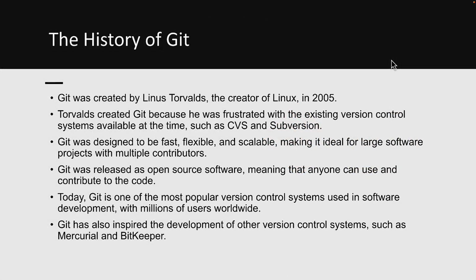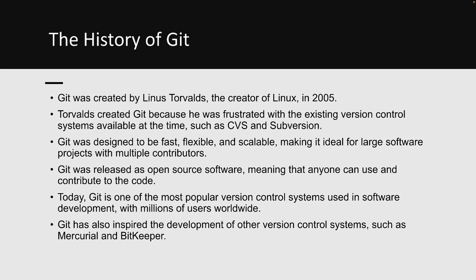Let's take a look at a brief history of Git. Git was created by Linus Torvalds, the creator of Linux, in 2005, and he created Git because he was frustrated with the existing version control systems at the time, such as CVS and Subversion. So he created his own source code control system and used it on the project. It was designed to be fast, flexible, and scalable, which made it ideal for large software projects with multiple contributors. Git was released as open source software, meaning that anyone can use and contribute to the code.